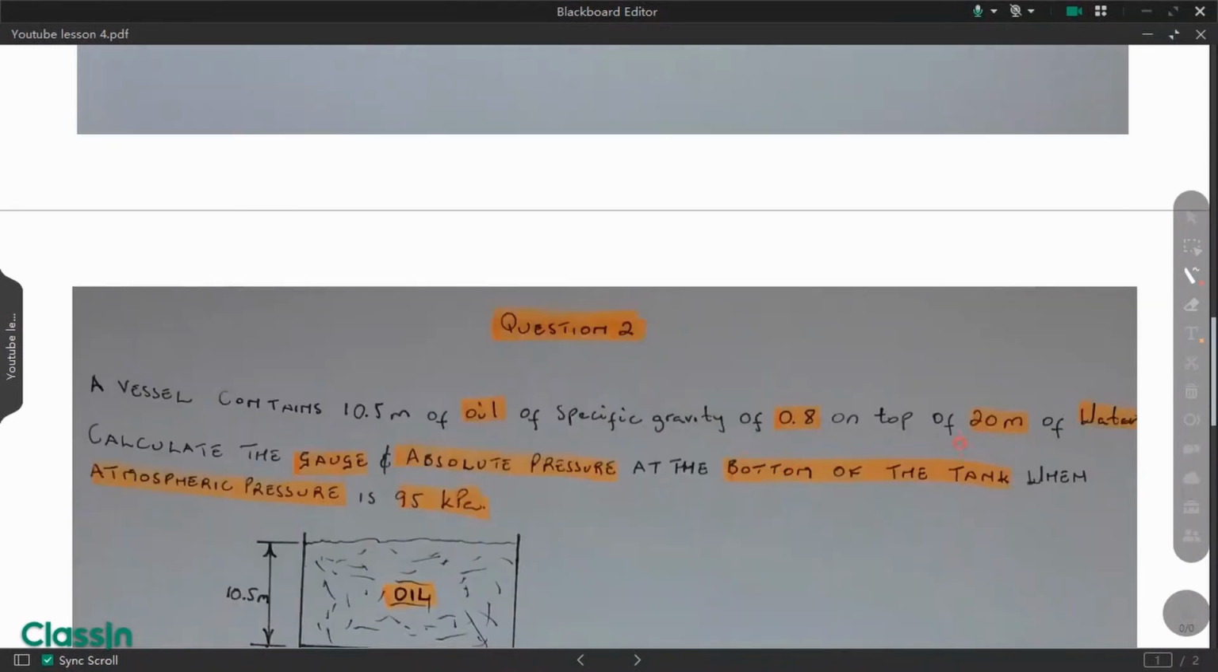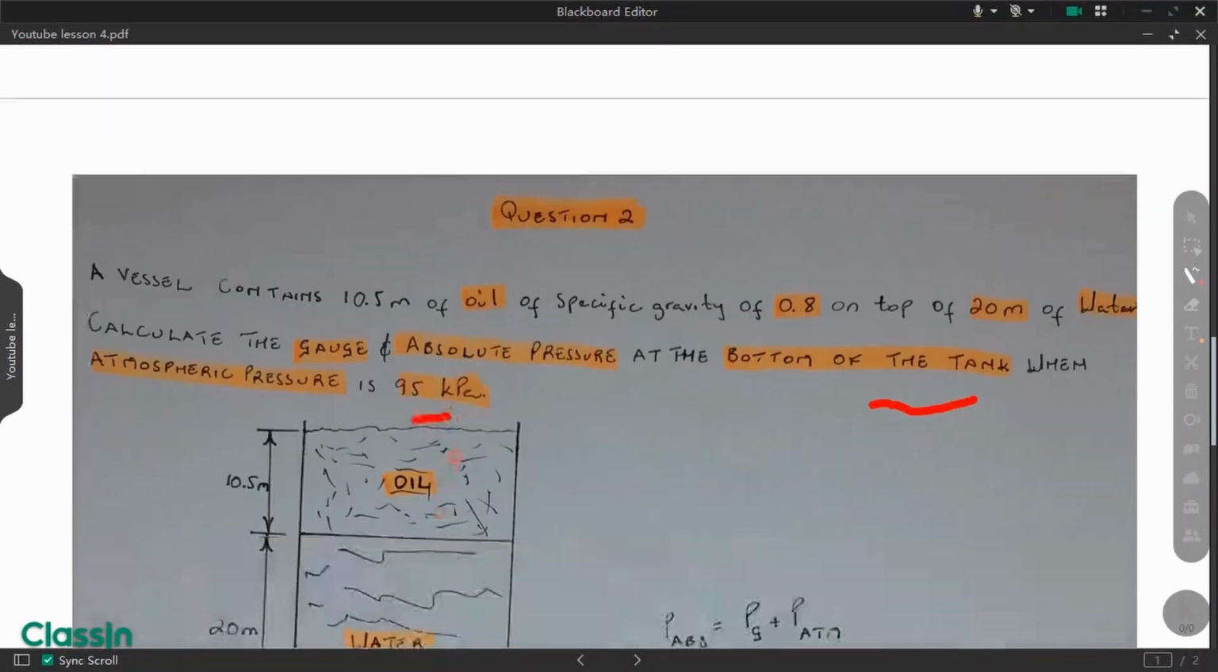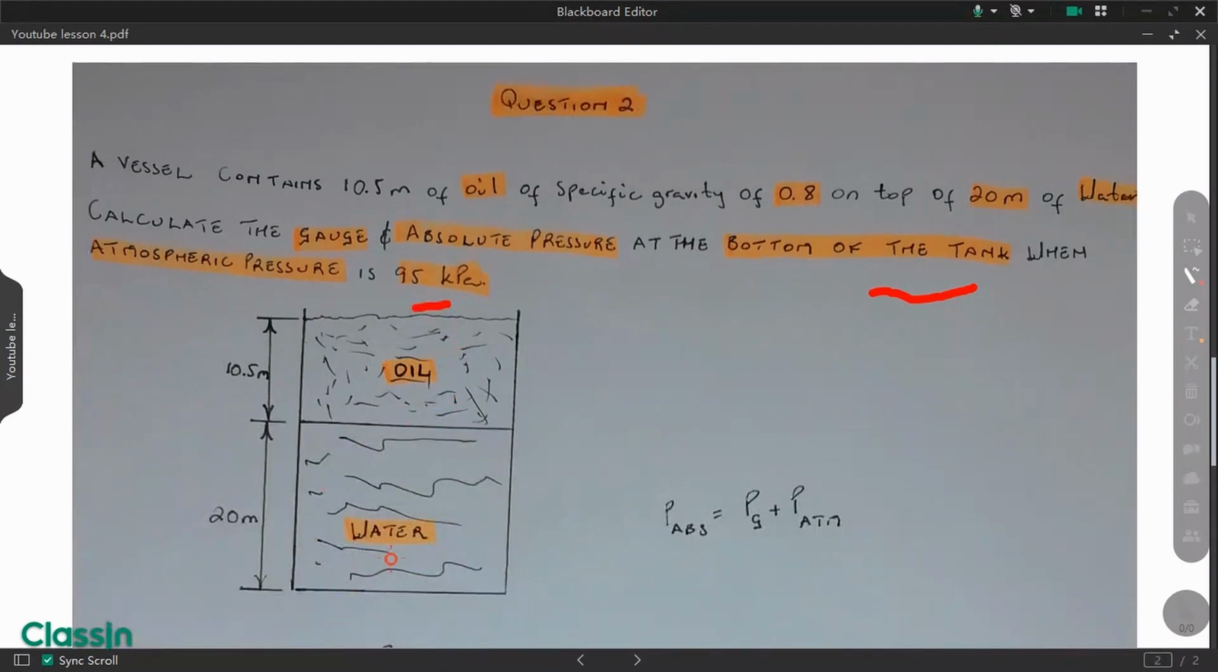We are told the vessel contains 10.5 meters of oil of specific gravity 0.8 on top of 20 meters of water. Calculate the gauge pressure and then the absolute pressure at the bottom, which is very important, when the atmospheric pressure is 95 kilopascals, right? Why is water below oil? It's because water has a higher density than oil. So the oil will float on top of water. This is why it's depicted in this way rather than water on top of oil.